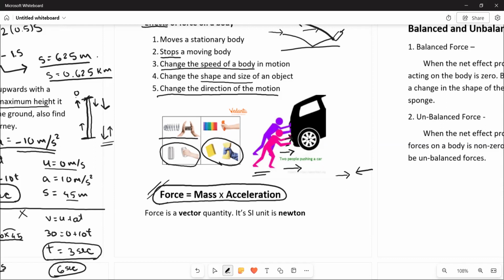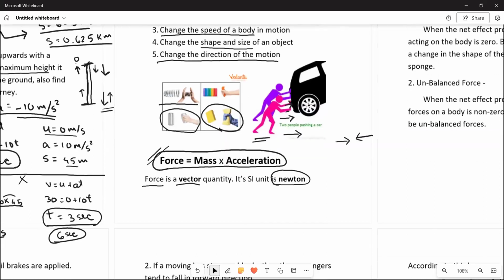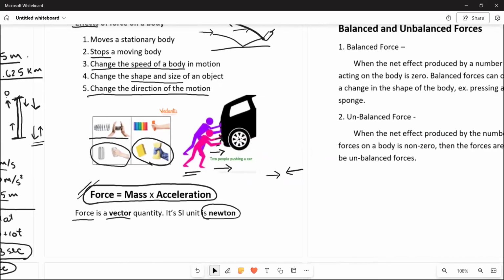And this force is a vector quantity. Vector quantity means it will have magnitude as well as direction. Right? See over here, when the people were pushing the car, they are pushing in some certain direction, right? So the force will always have magnitude as well as direction. And the SI unit of force is Newton. It means force will be measured in Newton, like mass is measured in kg.